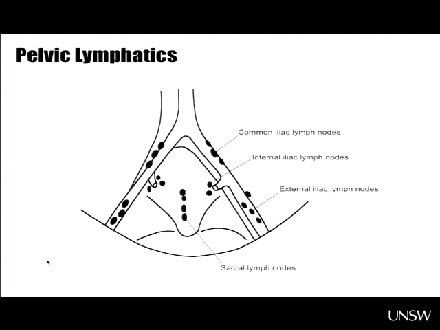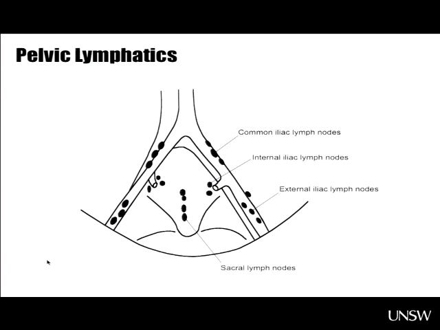So if you've got a tumour in the rectum, your first concern is that you're going to get involvement of the sacral and the internal iliac nodes in the first instance, and then spread up towards the common iliac and eventually the aortic lymph nodes. So that's the sort of sequence that you expect things to happen.